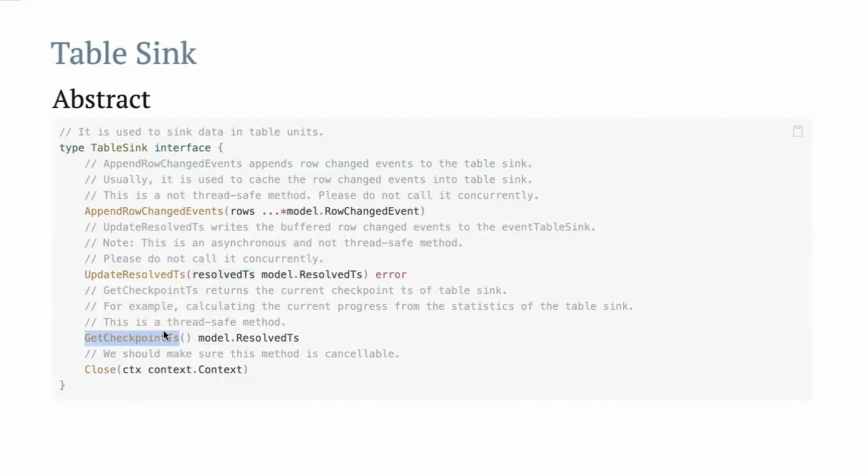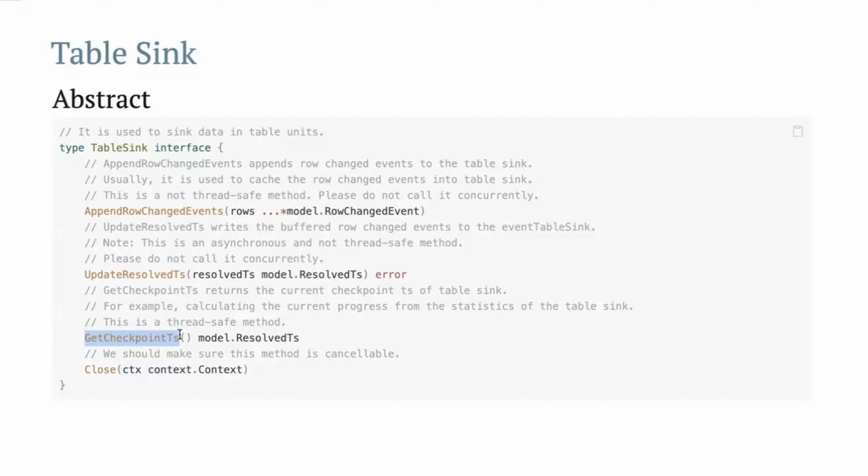And the third one is called get checkpoint TS. This one is used to get the current checkpoint TS of the table sync. The checkpoint TS means that for this specific timestamp, we have already written all the data to the downstream. We already got the execute result.